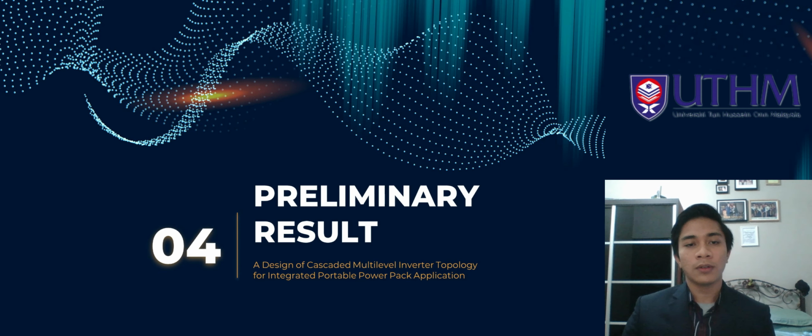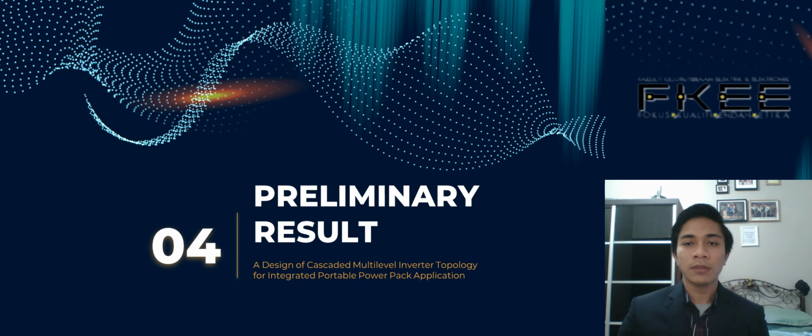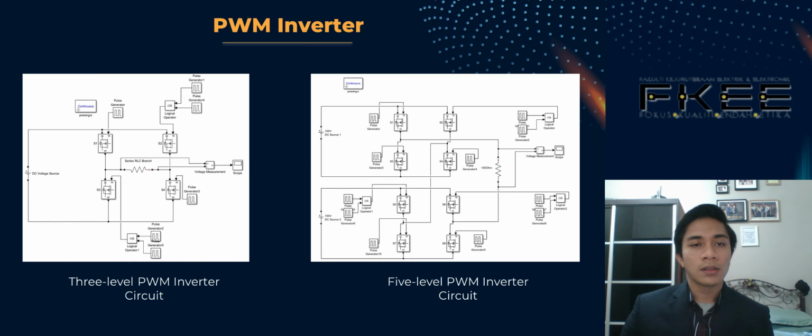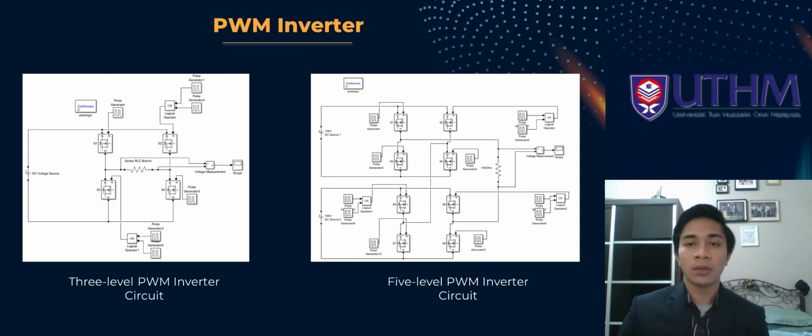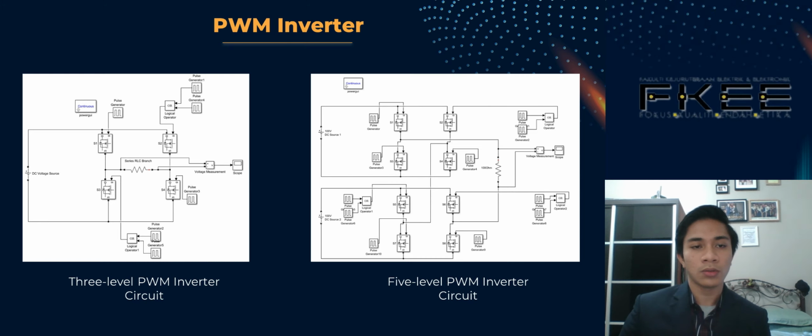Okay, lastly, for this presentation, we'll discuss the preliminary result. So the preliminary result of this project is simulated by using the MATLAB simulating software. Okay, so the first one, we have the PWM inverter, the 3 and 5 level of PWM inverter. The 3 level of PWM inverter is on the left. We can see that we need at least 4 switches to produce the 3 level PWM inverter and 8 switches for the 5 level PWM inverter.